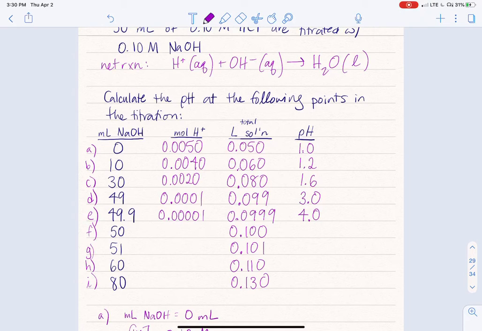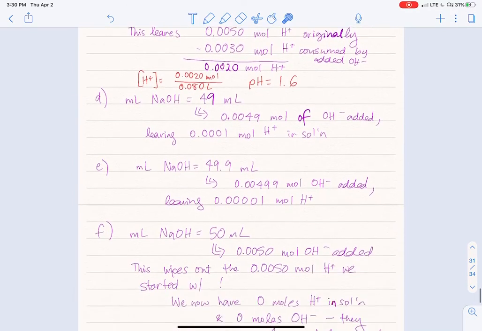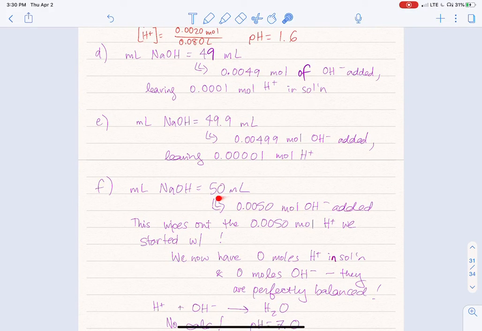So I'm really getting close to the equivalence point, and now you can imagine what's going to happen once I've added 50 milliliters of 0.1 molar NaOH. At that point in the titration, that 50 milliliters of 0.1 molar NaOH results in 0.005 moles of OH minus that I've added total. This is exactly equivalent to the amount of protons that I started out with, and it completely wipes them out. It completely wipes out the 0.005 moles of protons that I started out with. This is the magic point in the titration. This is what we call the equivalence point.